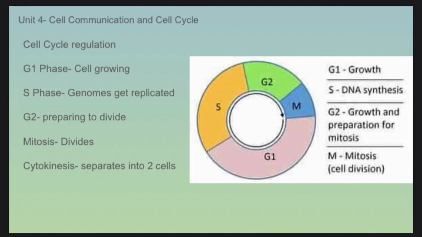Okay, so let's learn about cell cycle regulation. G1 phase is where the cell is growing, getting those materials. S phase is when the genome gets replicated. G2 phase is preparing to divide. Mitosis, which I explained already. And cytokinesis is when the two cells split.